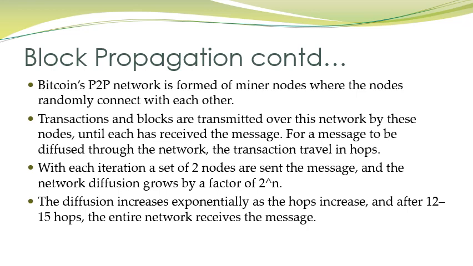Transactions and blocks are transmitted over the network by these nodes. These nodes will transmit the transactions and blocks over the Bitcoin network, and this process will continue until each node has a copy of the transaction and block. For a message to be diffused, to be broadcast through the network, the transactions travel in hops. This is a very small concept that you should try to understand.